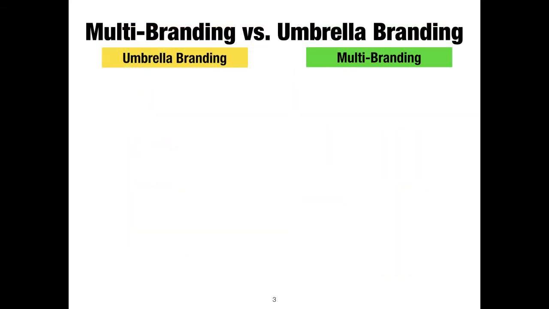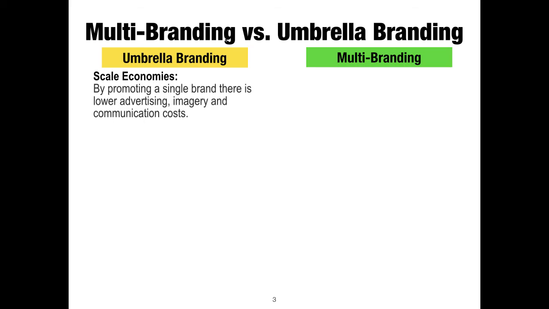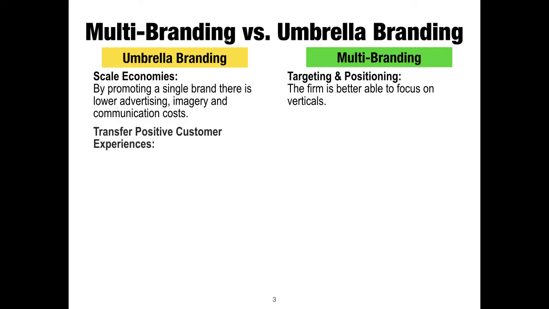So what are the benefits and maybe the disadvantages? Scale of economy is the umbrella issue. By promoting a single brand, there's a lower advertising, imagery, and communication cost. And over on the other side, multi-branding allows you to really focus on the verticals and the uniqueness of each one of the sub-brands or the brands within the overall family that are not necessarily labeled that way.